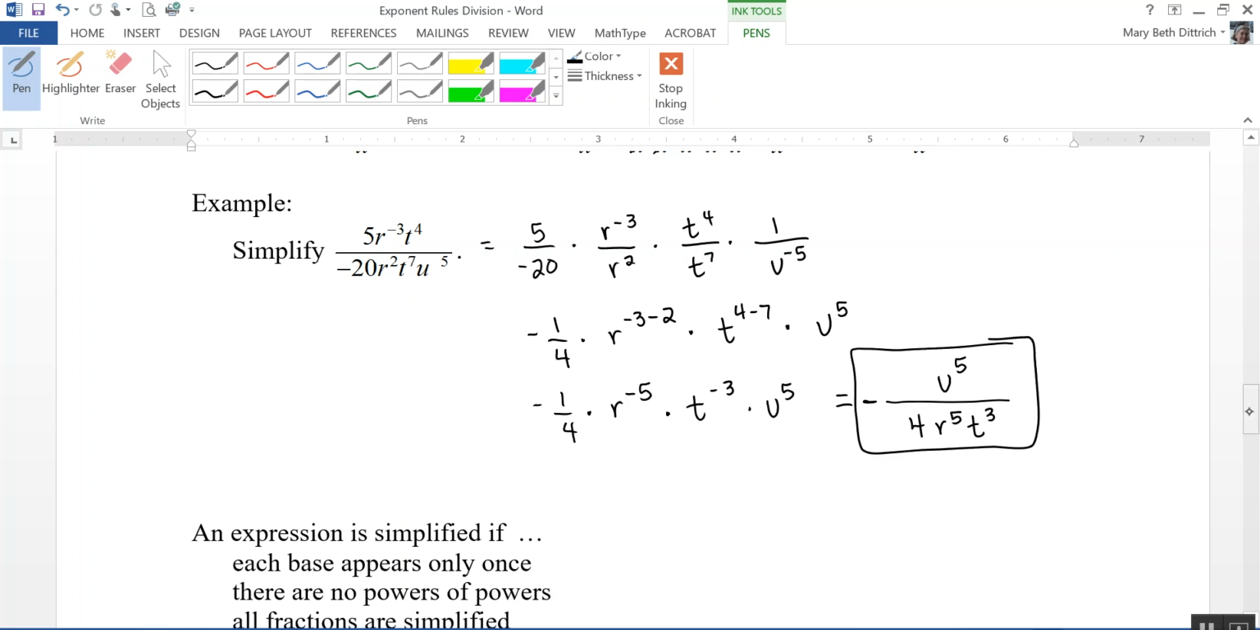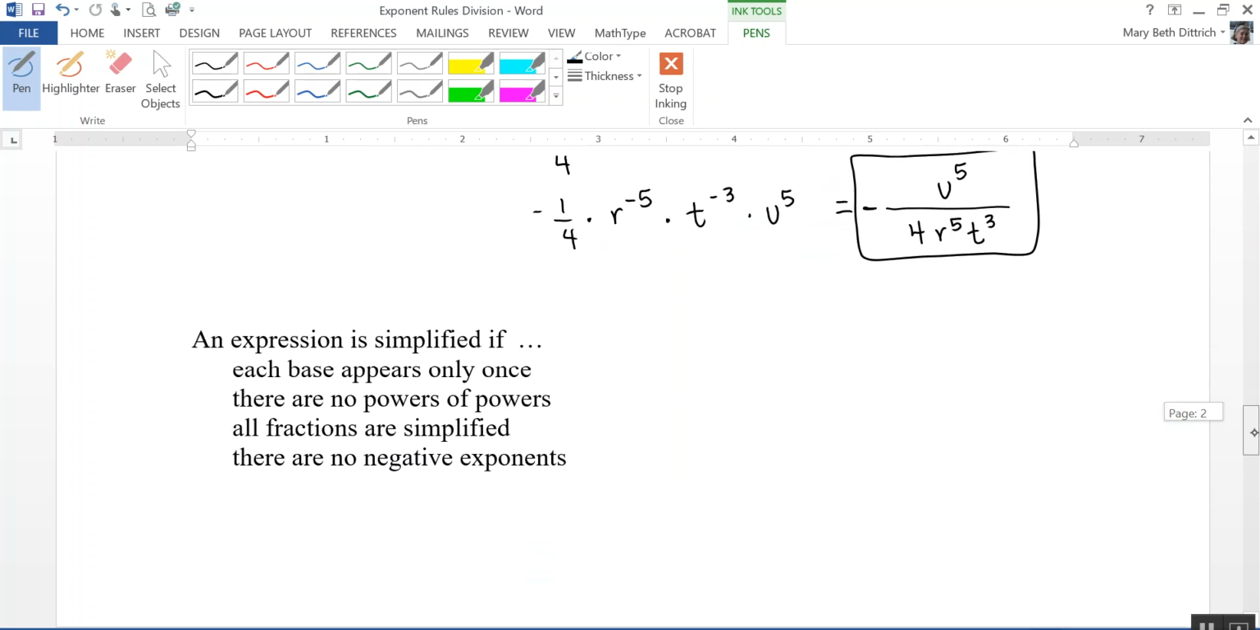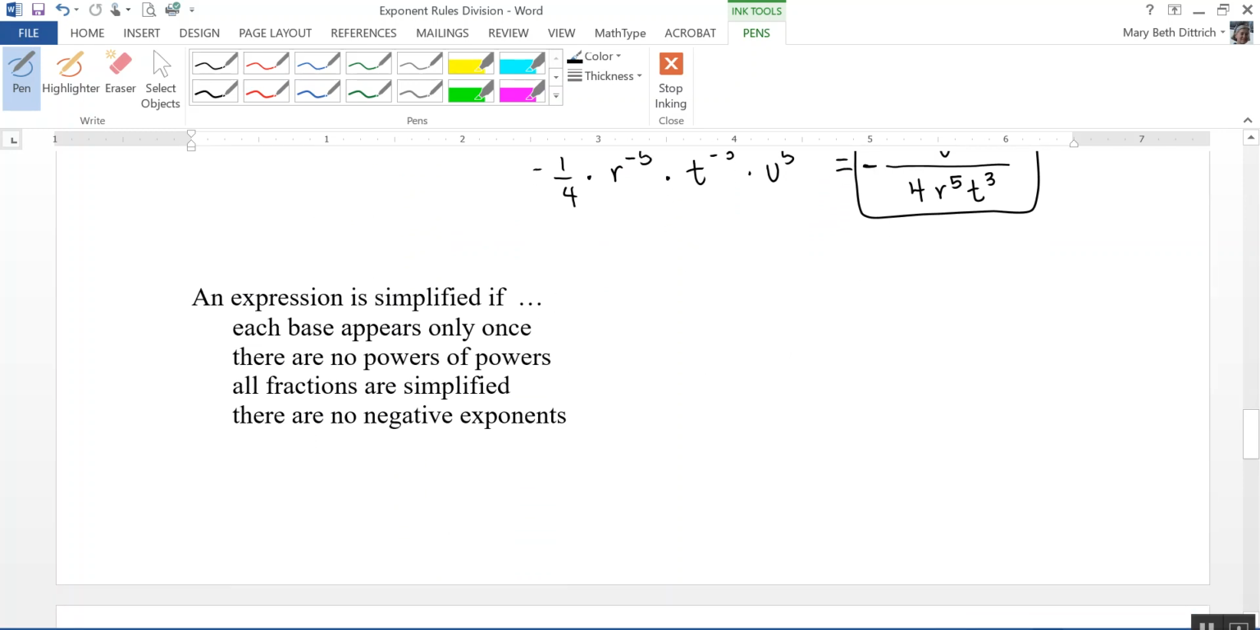So how do you know when you've completely finished simplifying an expression? An expression is completely simplified if each base appears only once. So your problem has only one a in it, one b in it, one x in it. There are no powers of powers. Basically, you've gotten rid of parentheses. All of your fractions are simplified, as we did in the problem above. We had 5 over negative 20 and reduced that to negative 1/4. And there are no negative exponents.